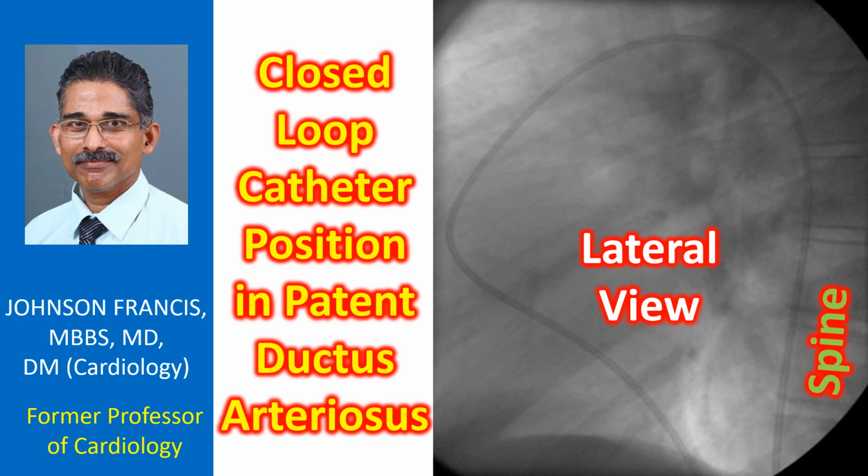It curves posteriorly to enter ductus arteriosus and descending aorta, where it descends along the anterior border of the spine. Region of the catheter crossing tracheal air column in front of the spine superiorly is the site of patent ductus arteriosus.